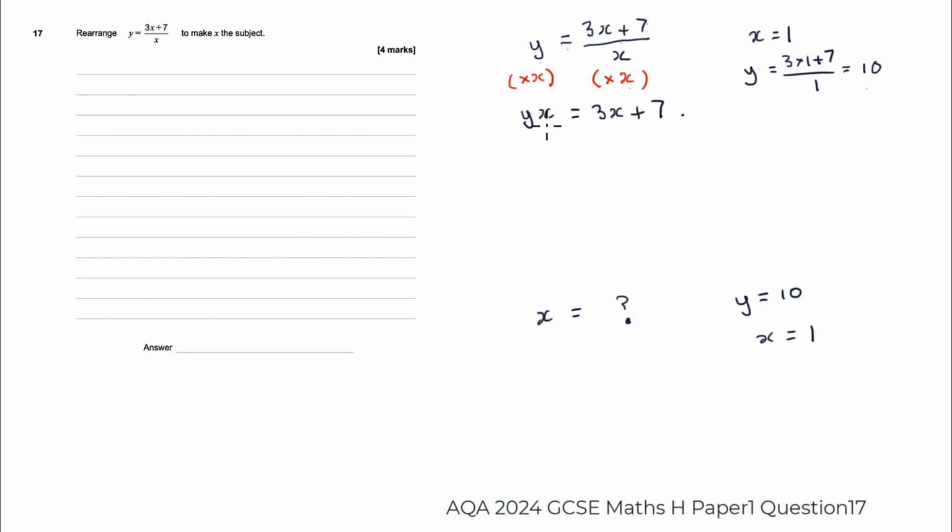Now, you'll notice that x occurs in 2 places. We're wanting x to occur only on the left. We only want y on the right. So the next move would be to get this 3x away from the right hand side, and we'll do that by subtracting 3x. And if we do that on the right hand side, we do that on the left hand side. So we'll have yx minus 3x. That 3x disappears and we're left with 7.